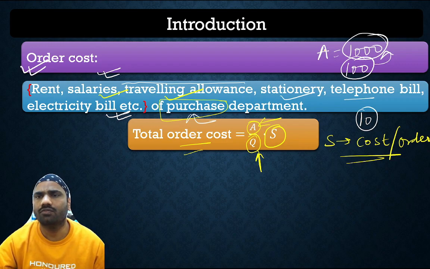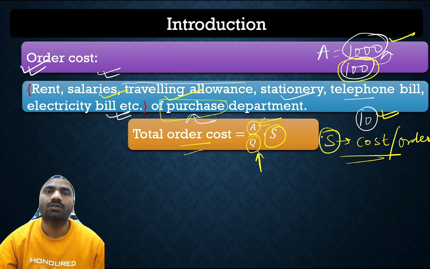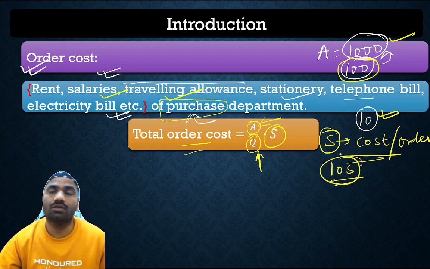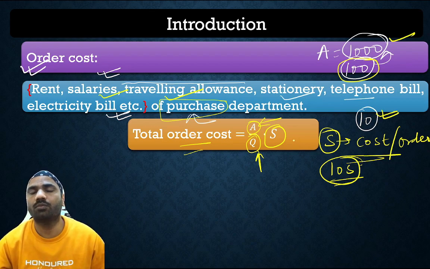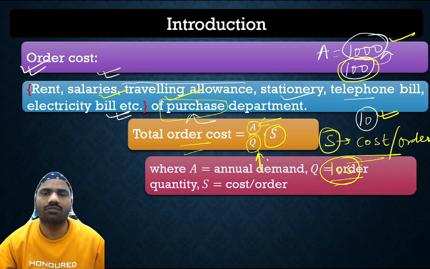Let us say we have an annual demand of 1000 quantity and we are placing orders in lots of 100 quantity, then we have to place 10 orders. If S is the ordering cost per order, then 10S will be the total ordering cost. If S is, let us say, 2 or 3 rupees, then we have to pay 20 or 30 rupees of ordering cost for placing the orders. So we have discussed the ordering cost.